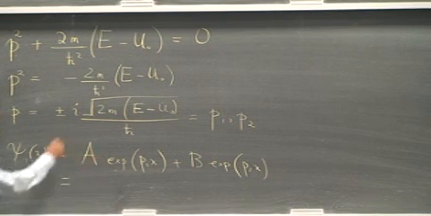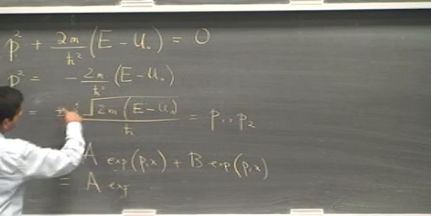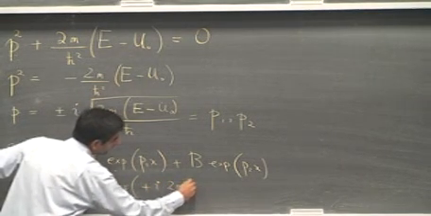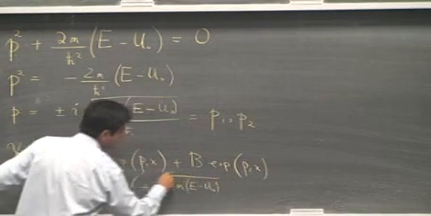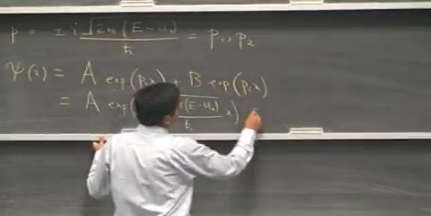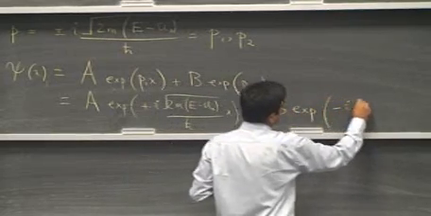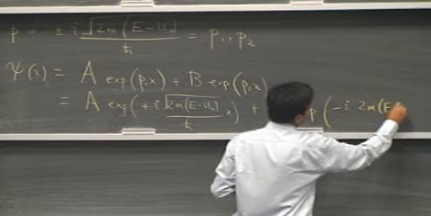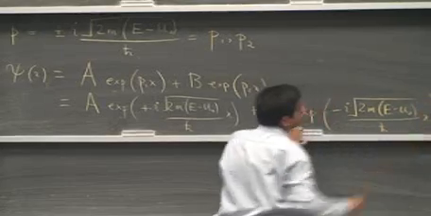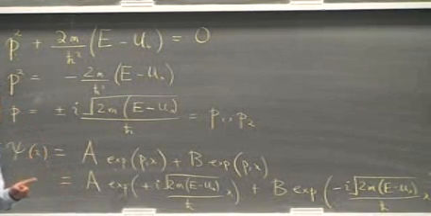Now I put in the values of P1 and P2. A exponent P1, which is this root with the positive sign, that is plus iota times the square root of 2m E minus U naught over h bar, x, plus B exponent P2, which is minus iota times the square root of 2m E minus U naught over h bar, x. So this is the solution of the Schrodinger equation in region number 1.